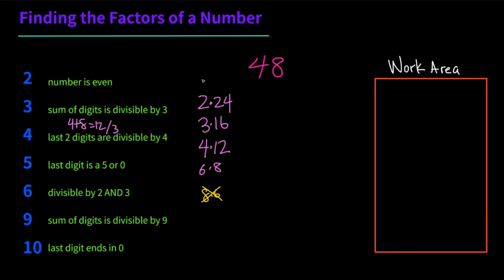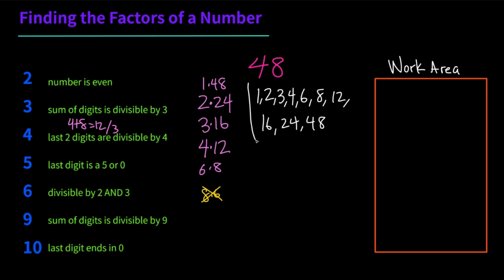Well, I did forget the easiest one. We have 1 times 48. Good job if you caught that. Now we have all of the factors of 48. We are going to list all of these factors, and that will be the factors of this number. We have 1, 2, 3, 4, 6, 8, 12, 16, 24, and 48. These are all the factors of 48.